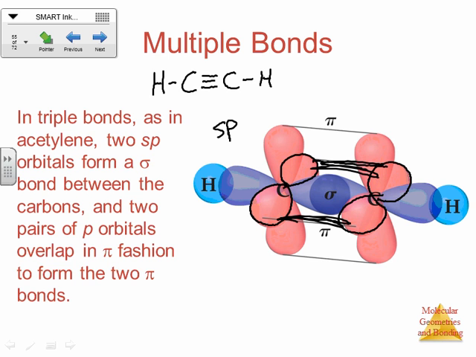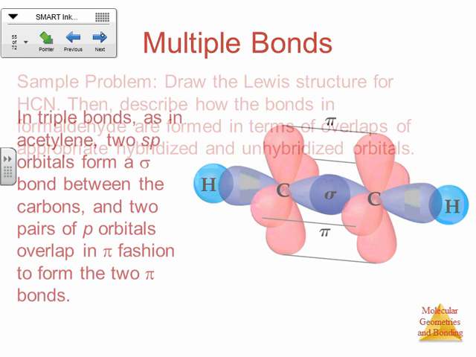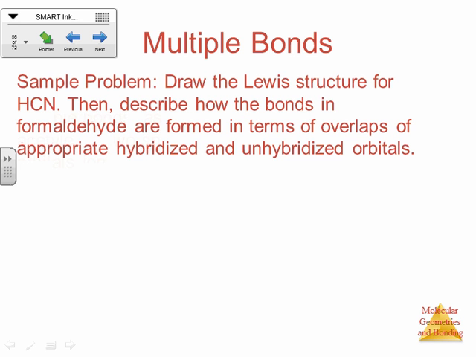So a lot of things to put together there, but the idea here is, this is the Lewis structure, the shape is linear, the hybridization is sp, and there's one sigma bond and two pi bonds formed here between the carbon atoms. And that sort of describes everything that we need to describe there. So the Lewis structure for HCN, and then we want to describe how these bonds are formed in terms of overlaps between hybridized and unhybridized orbitals.